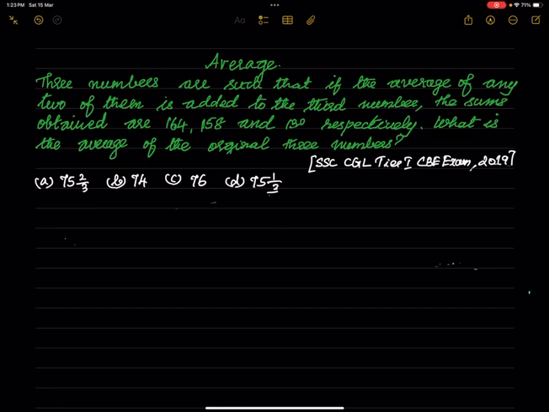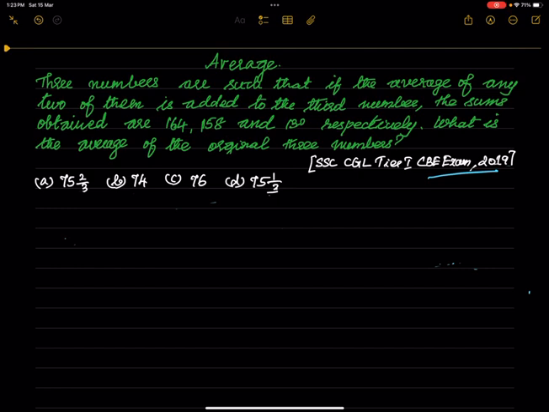Now, I am going to do one problem from the topic average. This is from the chapter arithmetic ability. This question was asked in the year 2019 in the SSC CGL Tier 1 CBE examination. 4 options are also given in this problem. We have to find out and tick the correct answer.